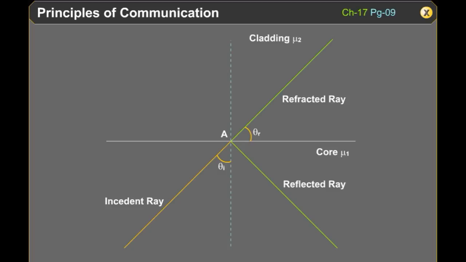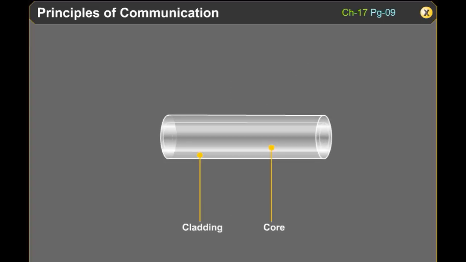The ray of light entering the core will always meet the core-cladding boundary at an angle greater than the critical angle. The ray of light will suffer total internal reflection. There will be successive total internal reflections at opposite boundaries of the core-cladding surface, due to which the ray of light will be confined in the core of the optical fiber and emerges out with maximum intensity.